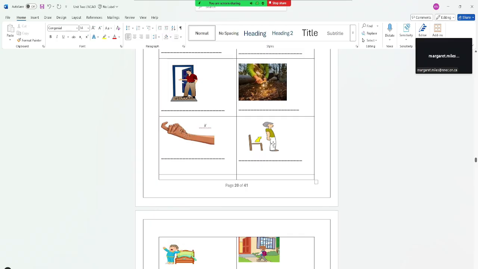The next picture. And the next picture looks like he is getting up. Stand up, Basago, Basago. So he's standing up from sitting on the chair.